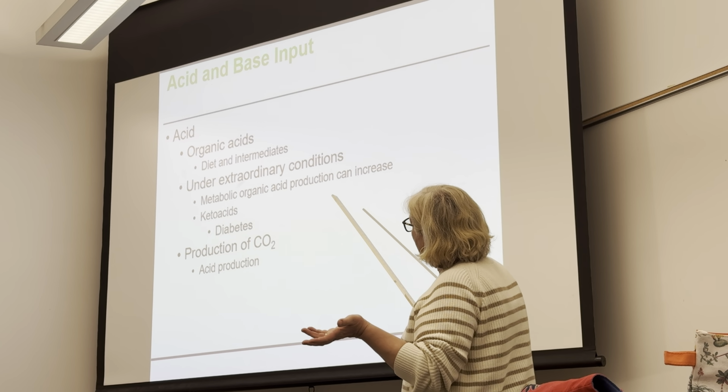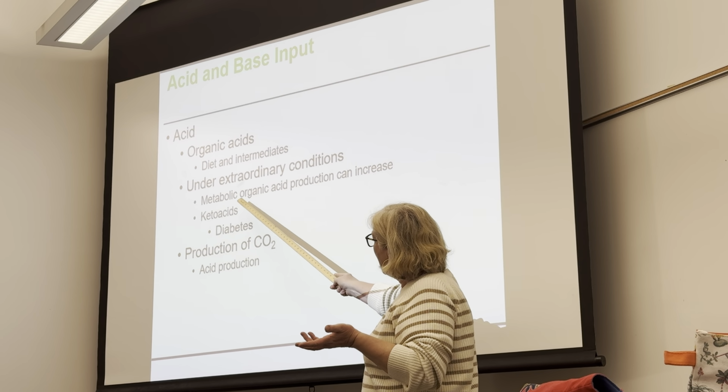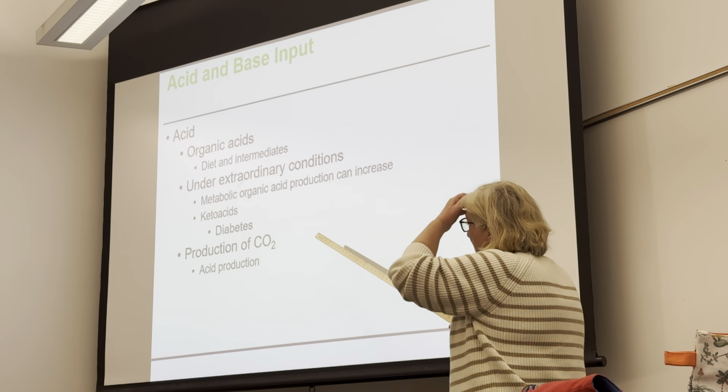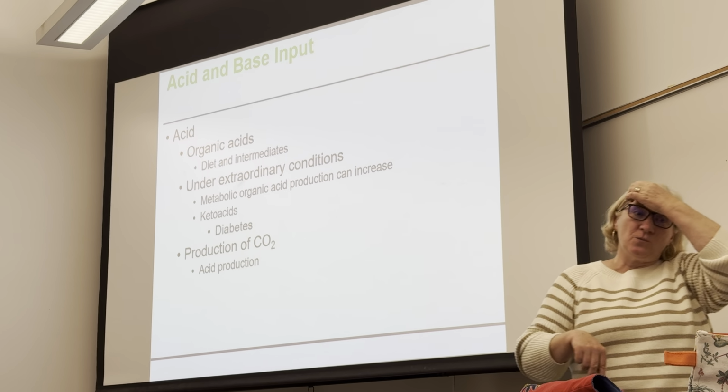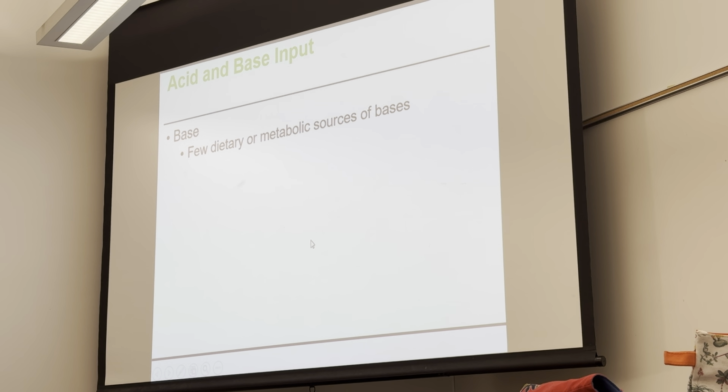Some, of course, get acidosis. We'll talk about that. Some organic acid is produced during metabolic reactions. CO2, as we know, can combine with water and make carbonic acid. So food and metabolic reactions could lead to production of the acids. We don't have that many metabolic sources of the bases.